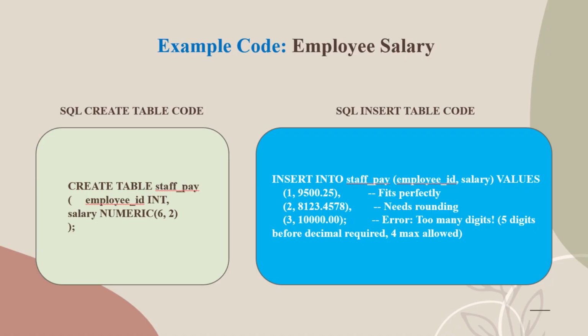Let's look at a real-world example of how to use the arbitrary precision numbers in PostgreSQL. Here, I am defining a table called staff pay, where the salary column uses numeric 6,2. This declaration is key, as it enforces that the salary must have a maximum of 6 total digits with exactly 2 digits reserved for cents, the scale. This means the number of dollars before the decimal can be no more than 4 digits, limiting the maximum salary to $9,999.99.